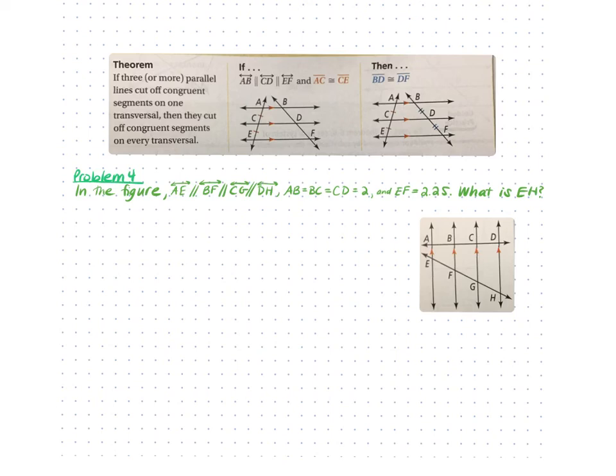Okay, so in this picture, in this figure, we say all of these lines are parallel. AB equals BC equals CD, and they're all 2. This is 2, 2, 2. If EF is 2.25, what is EH? Well, that means this is also 2.25, and this is also 2.25. So from E to H, it is 2.25 plus 2.25, which is 4.5. And that is all that little theorem is.